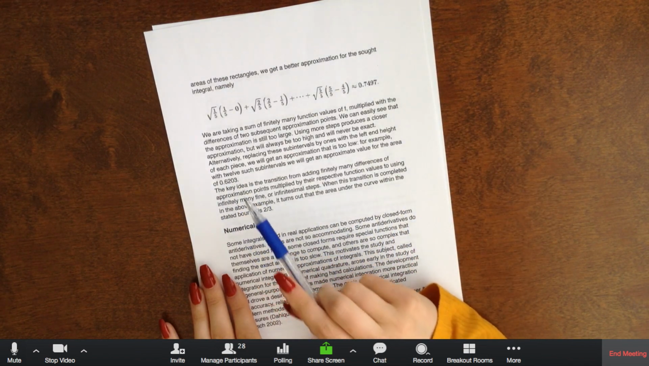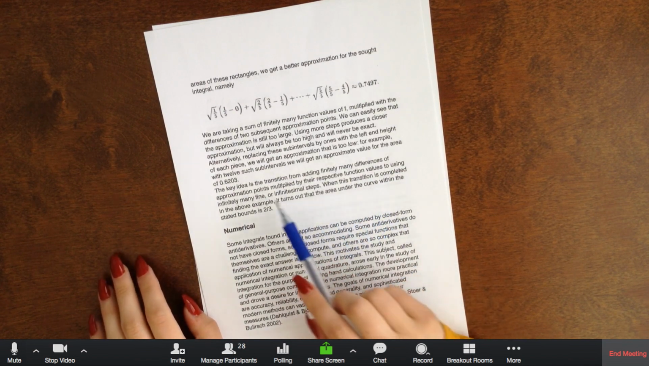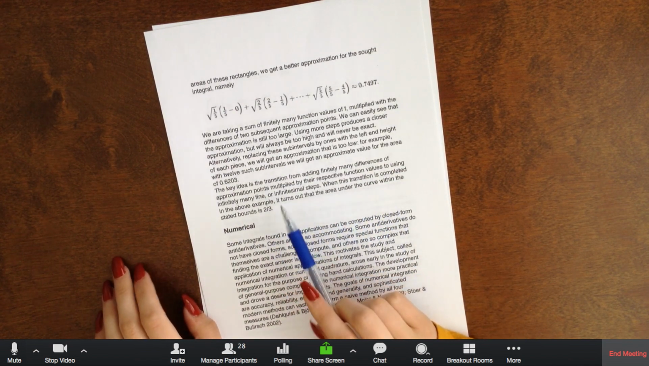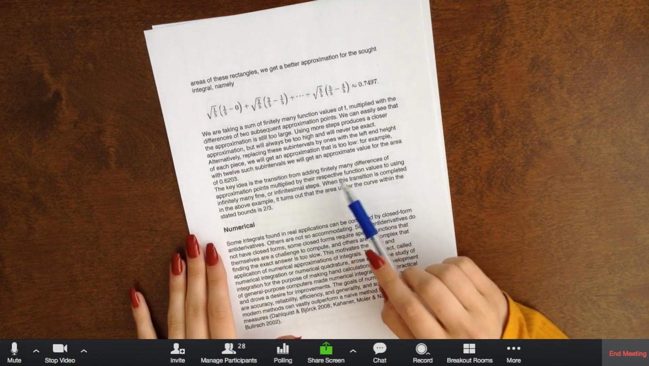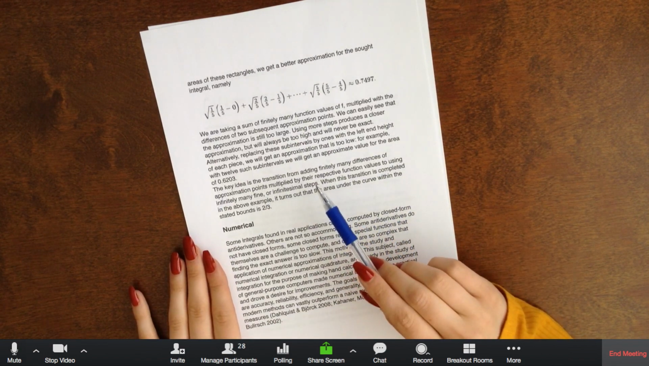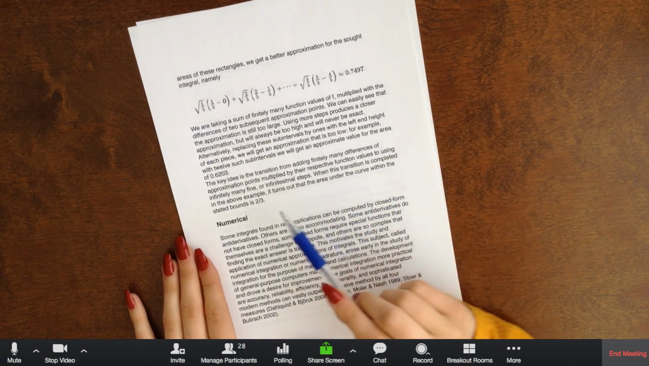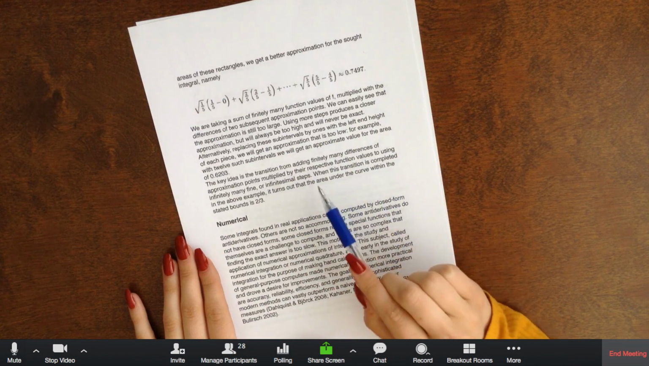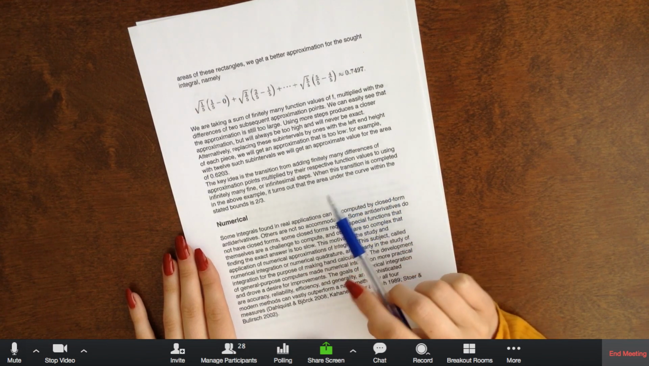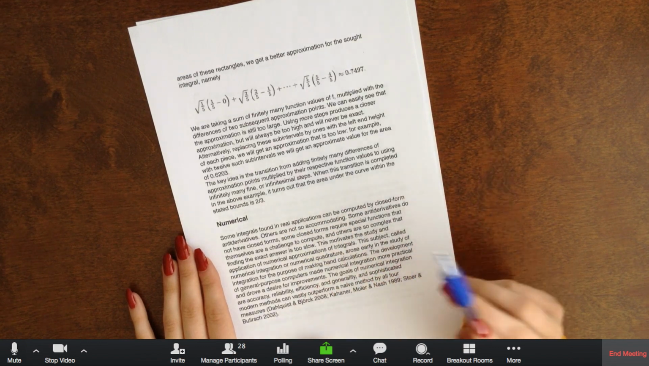The key idea is the transition from adding finitely many differences of the approximation points multiplied by their respective function values to using infinitely many, infinitesimal steps. When the transition is completed in the above example, it turns out that the area under the curve within the stated bounds is 2/3. Okay?